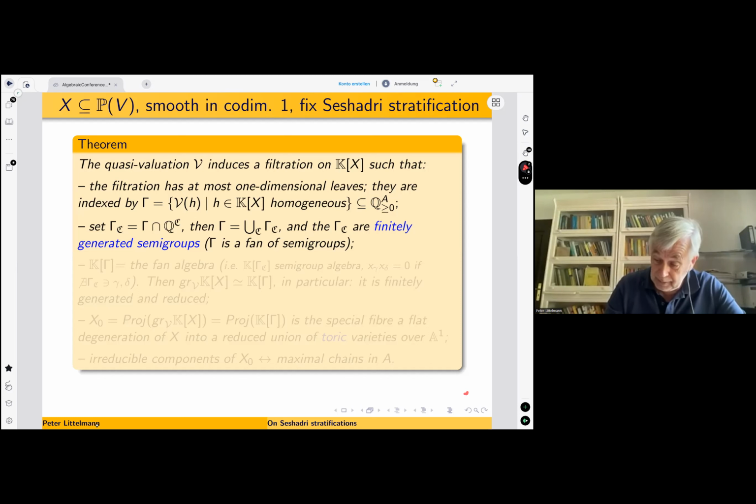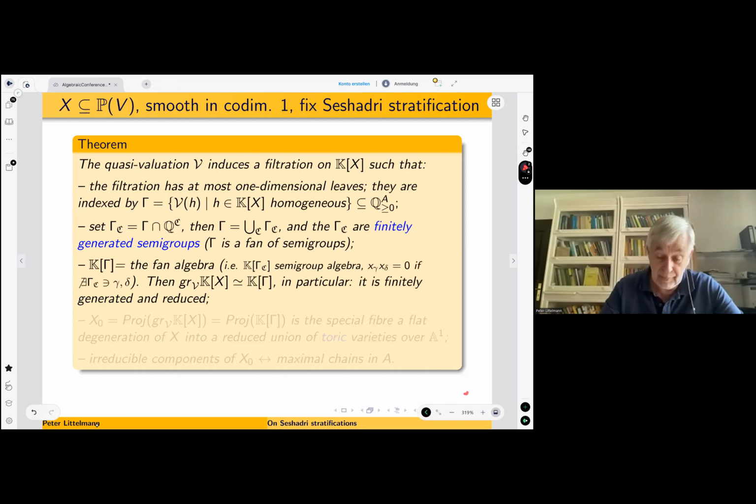Okay, so next let's look at the corresponding K of gamma, the fan algebra, which is, like in the case of semigroups or monoids, we have the associated monoid or semigroup algebra. And here, when I have two elements which are not in some common gamma C, then I just say the product is equal to 0, and this is called the fan algebra.